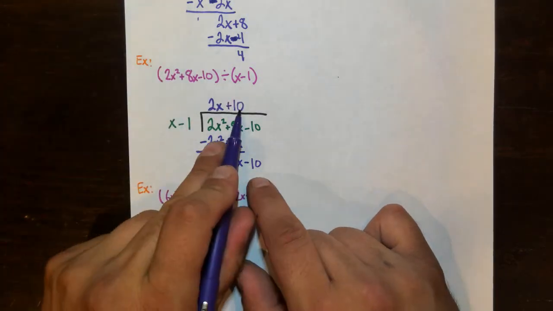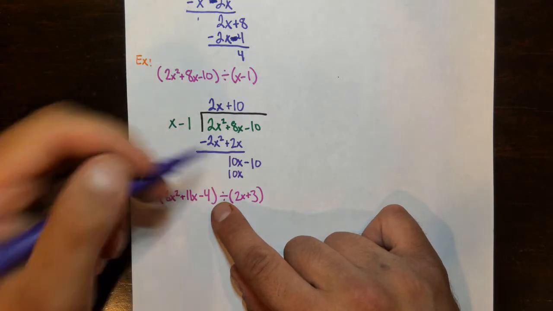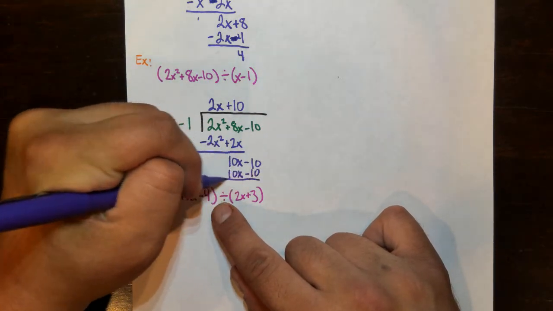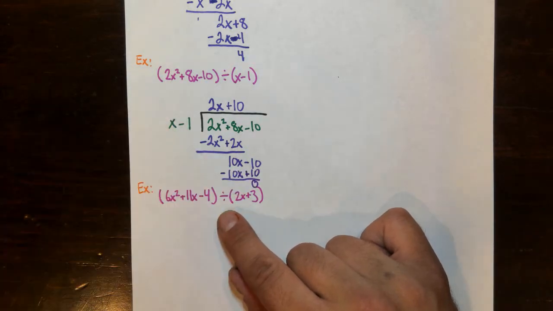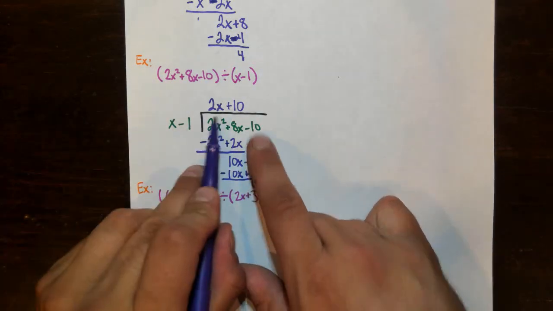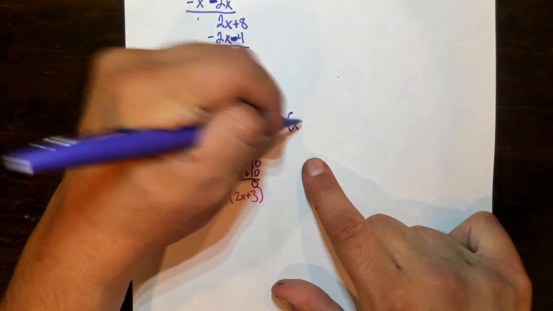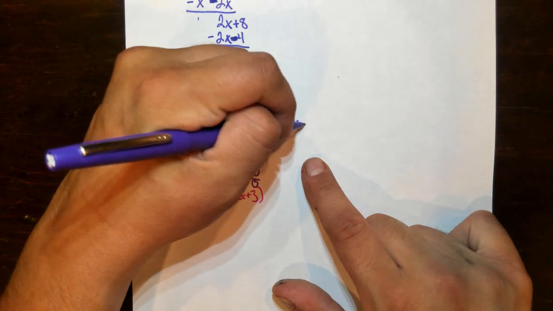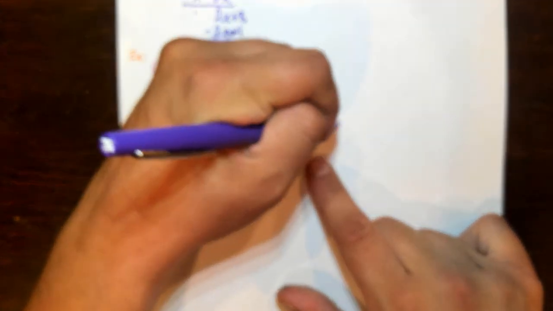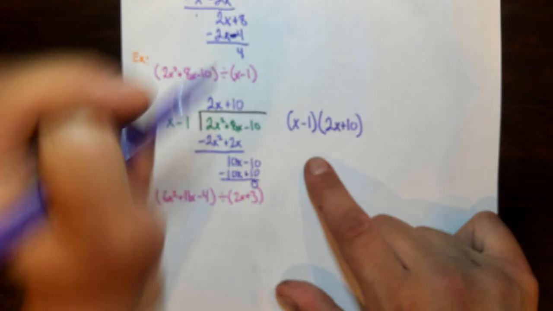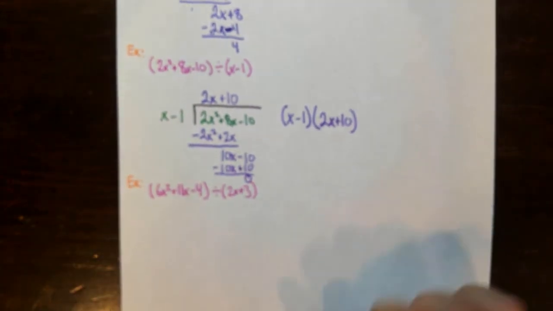And then I multiply. 10 times x is 10x. 10 times negative 1 is negative 10. Change the signs. Negative, positive, this is 0. So my answer is just the 2x plus 10. And the way I'm going to write it is x minus 1 times 2x plus 10. And there's no remainder, so I don't need to write a remainder. I don't need to write plus 0.